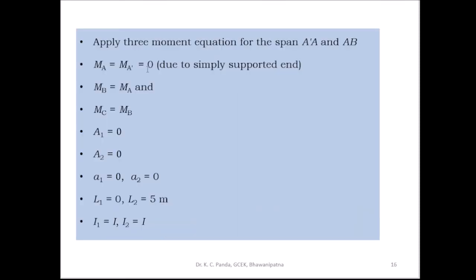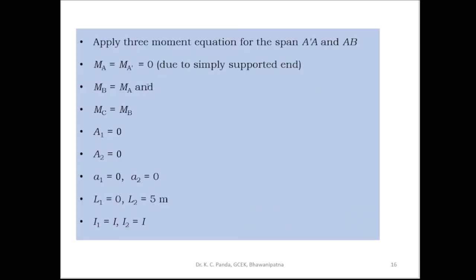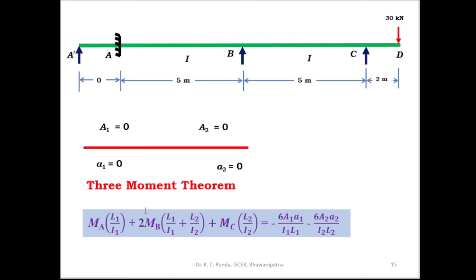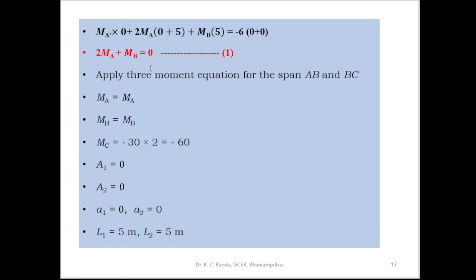MA dash is equal to 0 due to the simply supported end. A1 is equal to 0 and A2 is equal to 0, as there is no loading, so the free bending moment diagram is 0. L1 is equal to 0 and L2 is equal to 5 meter, and the moments of inertia I1 and I2 are both equal to I. Then after putting these values, the first equation is 2MA plus MB is equal to 0.